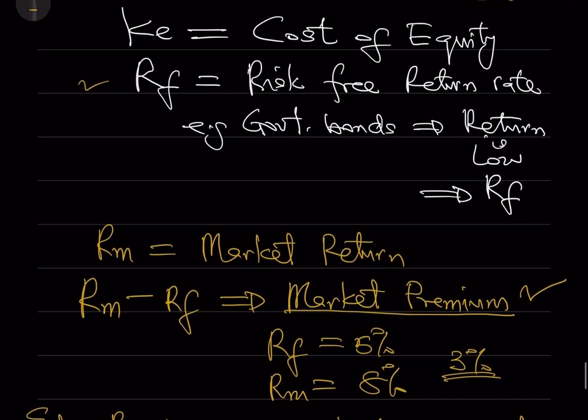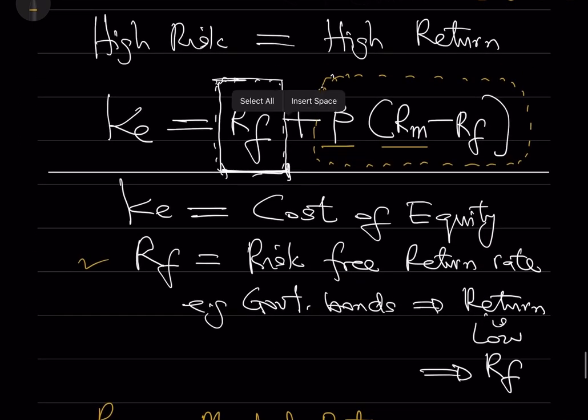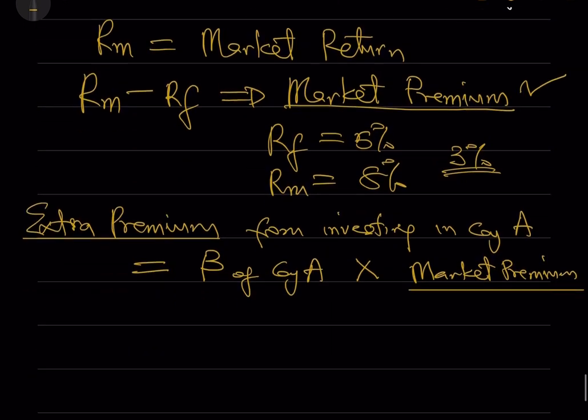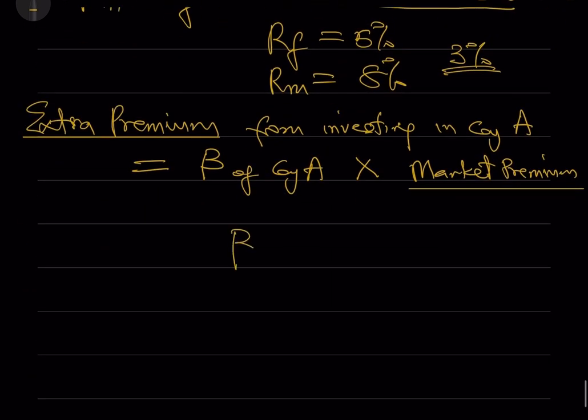So now going back to this formula, RF is the minimum anybody should get by investing. But if they invest beyond a risk-free instrument, which means they are investing in company A shares, which is not risk-free, then they should be getting the risk-free plus an additional premium. And the additional premium is the beta of the company multiplied by the market premium. And what is beta? Now let's talk about beta.